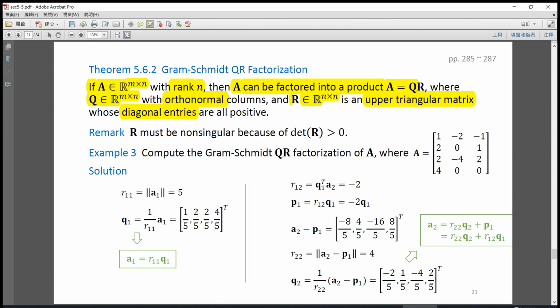We know that the matrix R must be non-singular because its diagonal entries are all positive, and it is upper triangular. Therefore, the determinant of R is greater than 0, and hence R is non-singular. The proof of Theorem 5.6.2 is skipped, and we will use example 3 to illustrate Theorem 5.6.2.